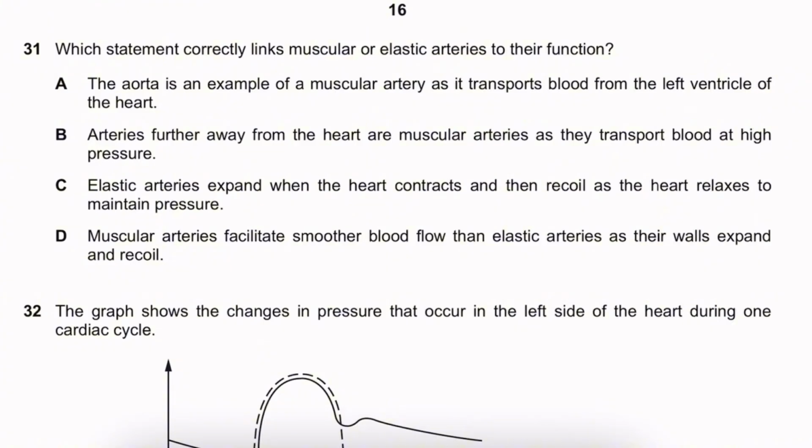Okay, so the aorta is an example of a muscular artery. That's wrong. Arteries further away from the heart are muscular, exactly as they transport blood at high pressure. Actually, no, it's lower pressure. Elastic arteries expand when the heart contracts and then recoil as the heart relaxes to maintain pressure, exactly, and that's known as elastic recoil, a mechanism you studied in chapter 8. Basically, the heart is going to contract, the blood's going to flow through the arteries, and the arteries are going to expand first in order to decrease the pressure because it's incredibly high. Then they're going to relax later on, which is going to allow them to contract, and so again increase the pressure. So this helps regulate the blood pressure. So yes, that's true.